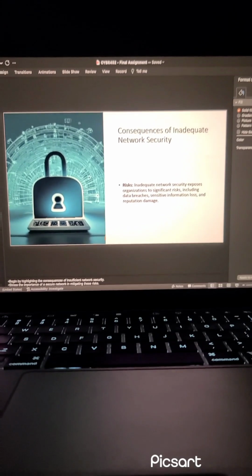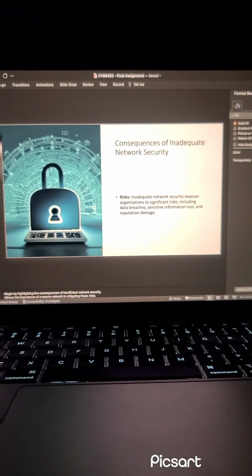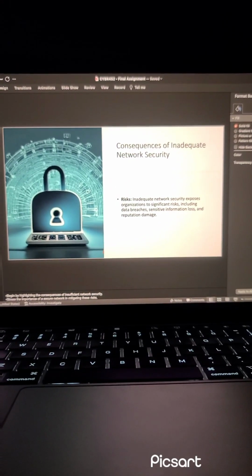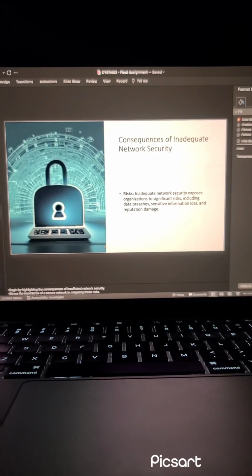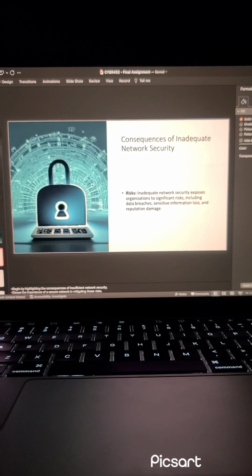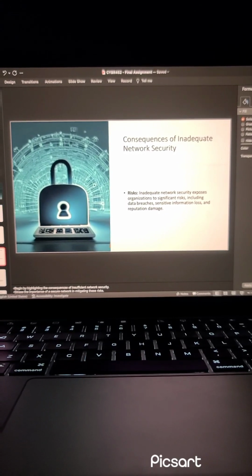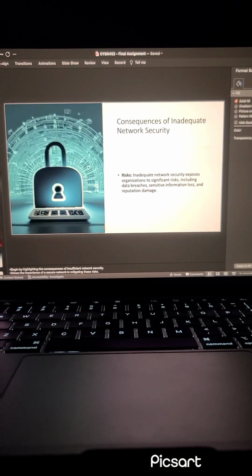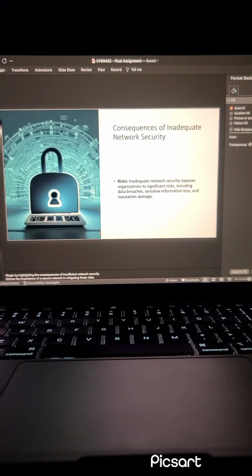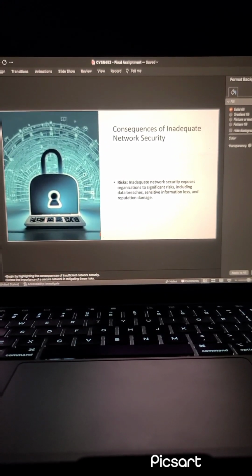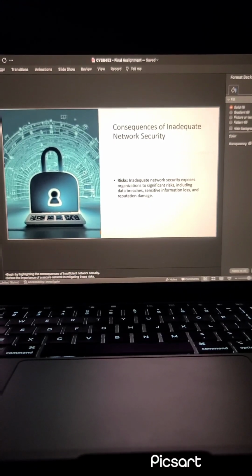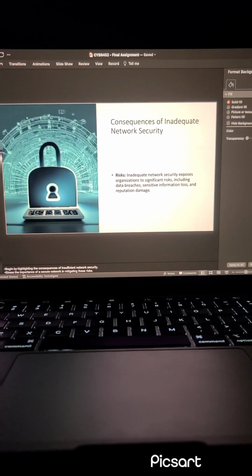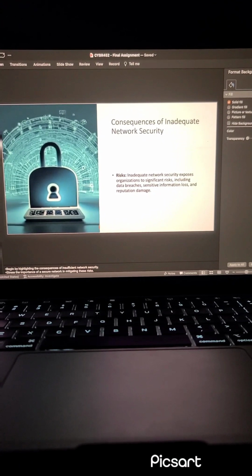Next up, we have consequences of inadequate network security. Inadequate network security exposes organizations to significant risk, including data breaches, sensitive information loss, and reputation damage. When mitigating these risks, it's very important for there to be a secure network. Otherwise, there will be insufficient network security.